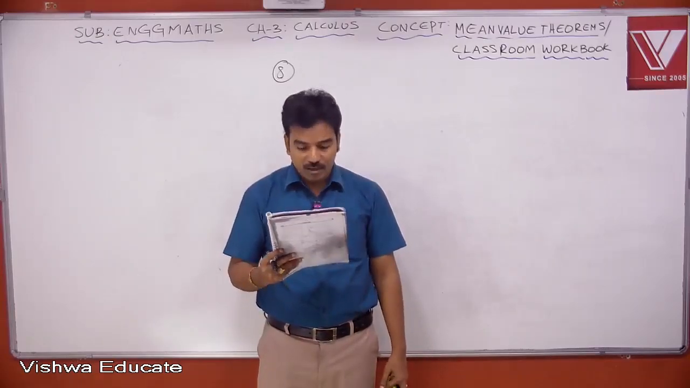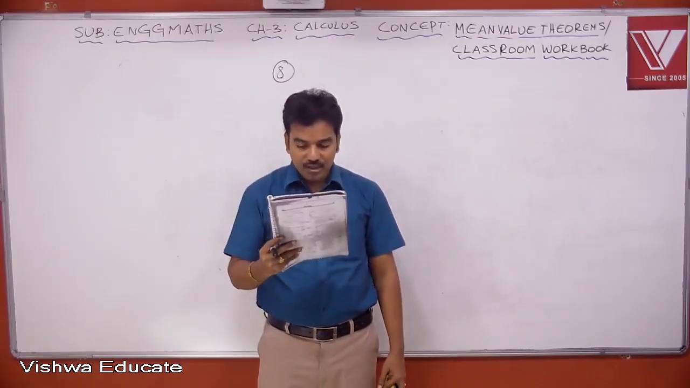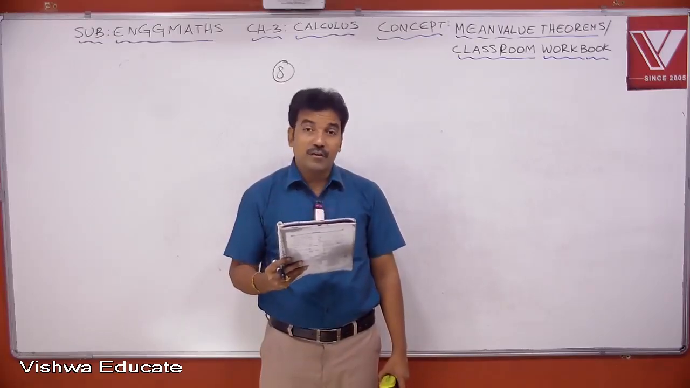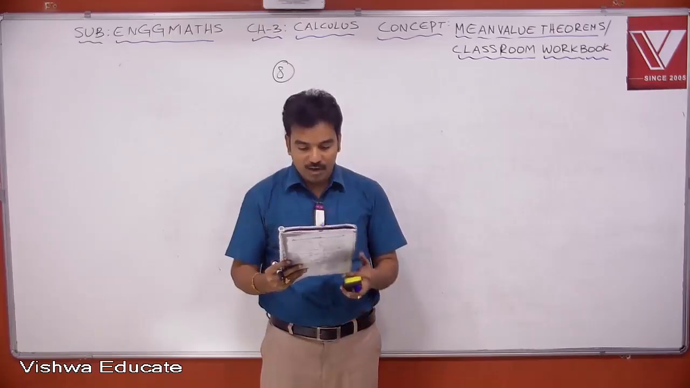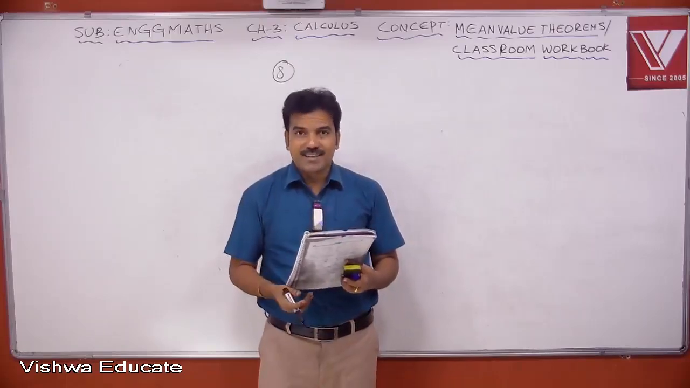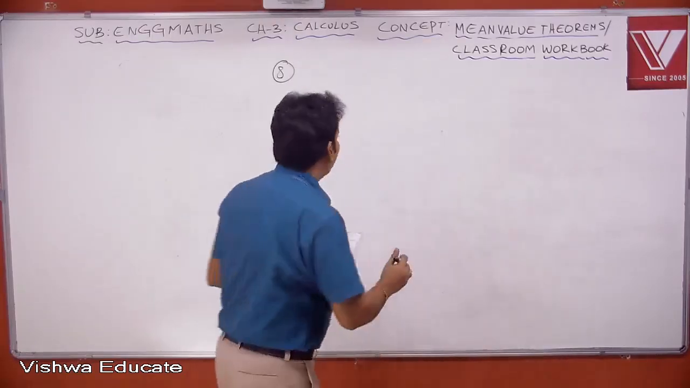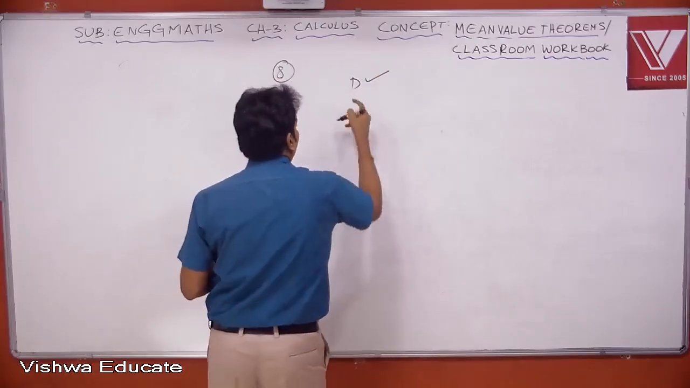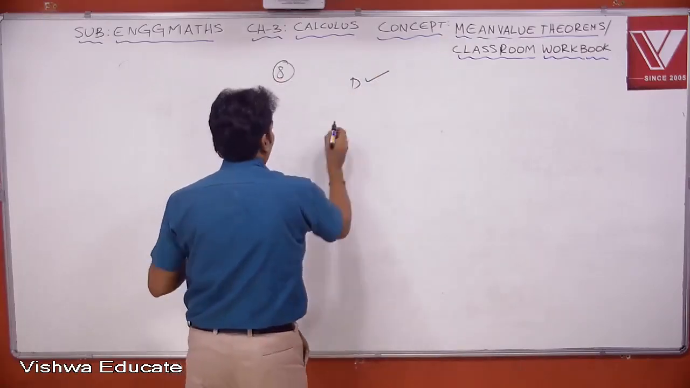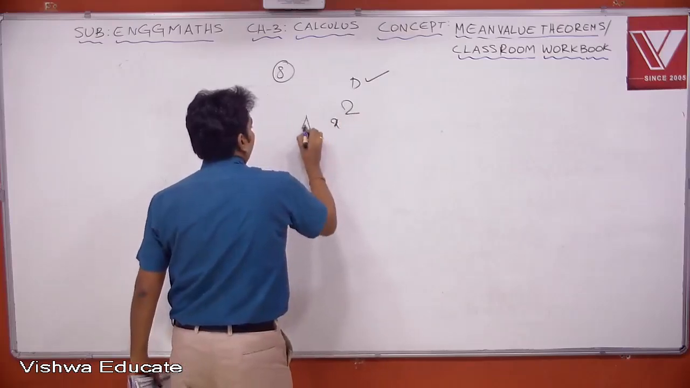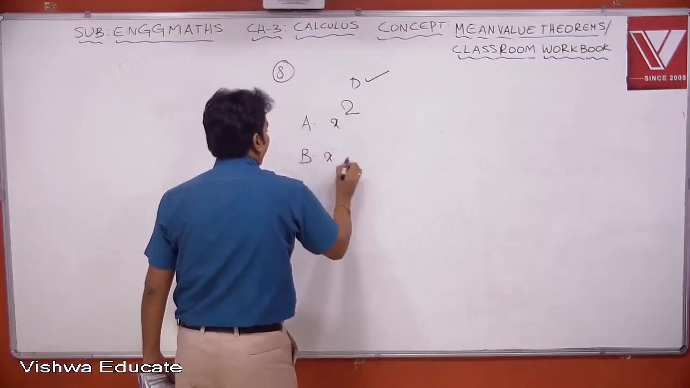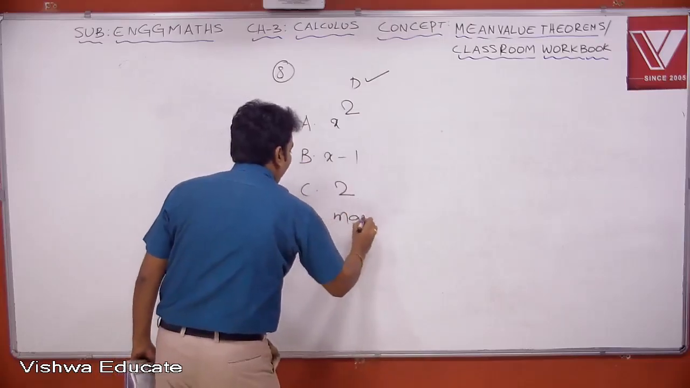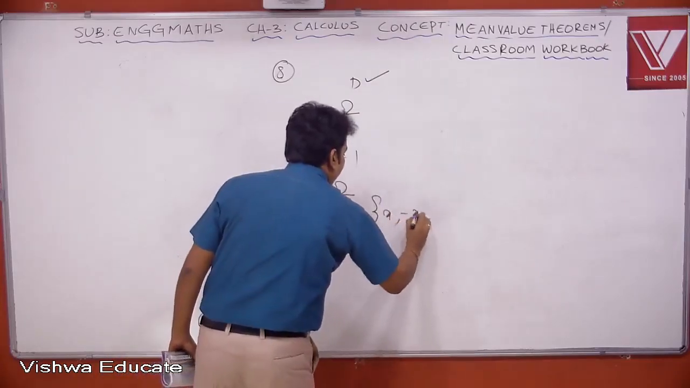So in particular, this x square, x minus 1 and 2, options A, B and C, all these are differentiable in closed interval -1 comma 1. Therefore, option D is the right answer. Right? So for question number 8, option D is the right answer. Because in the first option we have x square. In B we have x minus 1. In C we have 2. In D it is maximum of x comma minus x.